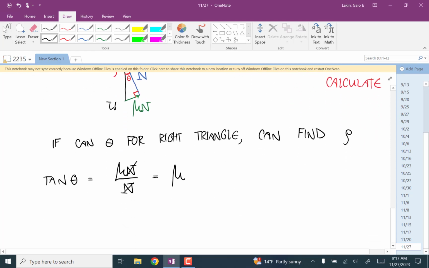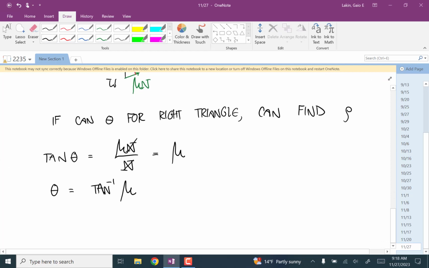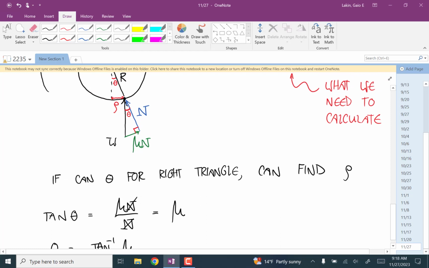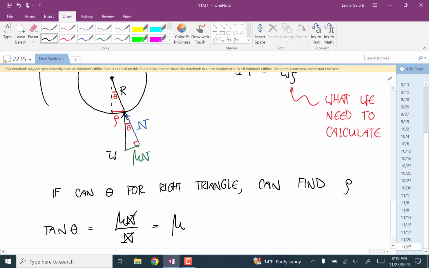So tangent of theta is this. So theta is equal to the inverse tangent of the coefficient of friction. And now we want to calculate rho.